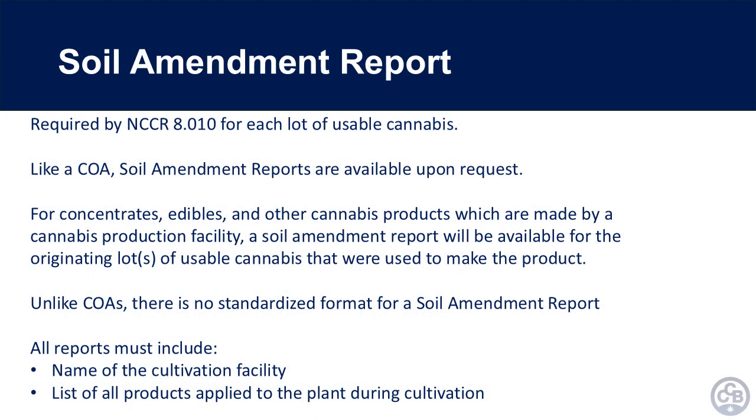As mentioned before, NCCR 8.010 requires each cannabis cultivation facility to provide a soil amendment report with each lot of usable cannabis, and it must be provided upon your request. For concentrates, edibles, and other cannabis products, which are made by a cannabis production facility, a soil amendment report will be available for the originating lots of usable cannabis. Unlike COAs, there is no standardized format for a soil amendment report. All reports must include the name of the cultivation facility and list of all products used during cultivation.